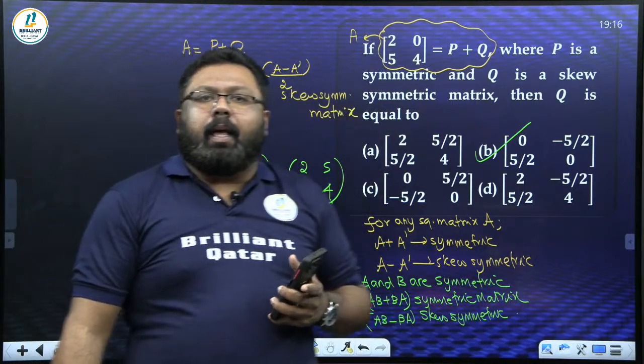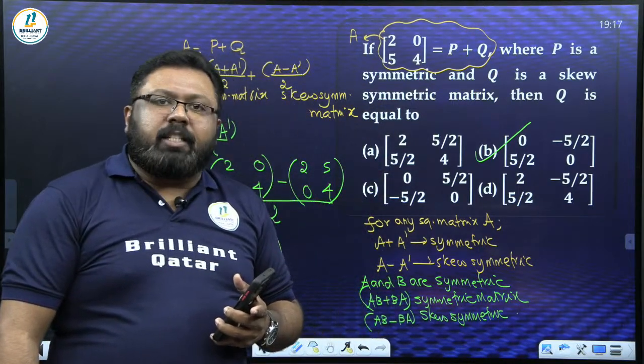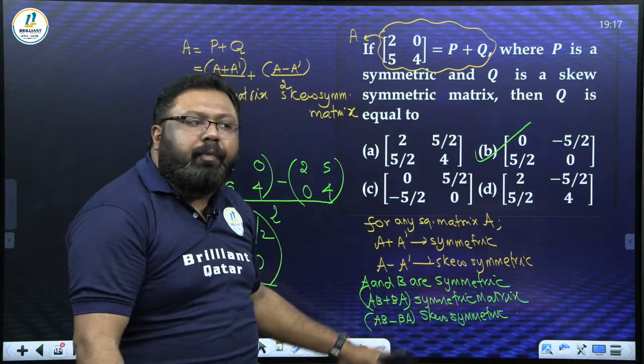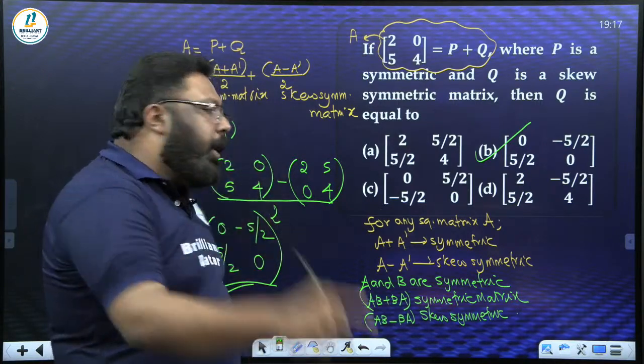AB plus BA is symmetric. AB minus BA is skew symmetric. They will sometimes put a transpose on top of it. Still no change, the property still holds.